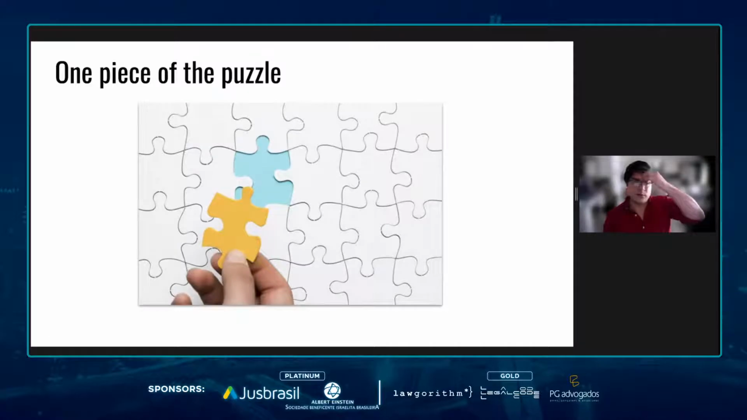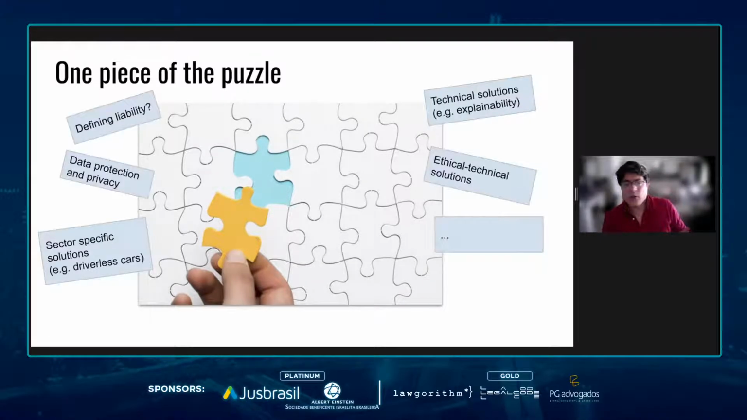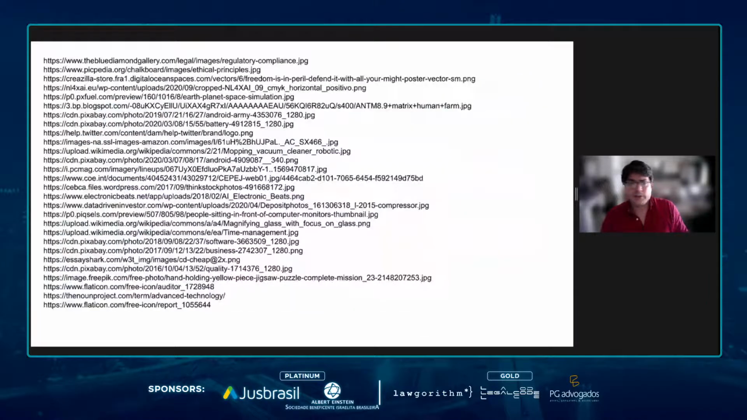And this is just one part of the puzzle. This is just technology assurance. This is what we started with. And indeed, we need to look forward to defining liability, issues of protection and privacy, specific solutions for specific sectors, and ethical considerations. This is just one piece of the puzzle, and this is where we started, and we're looking forward to seeing how this regulatory framework may fit into the future of regulating AI.